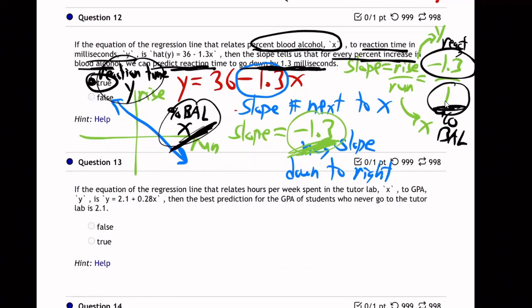How do we know all that? The slope is the number next to x. And slope is rise over run. Put that over 1. And what is rise? Rise is y. What is y? They told me right here. Y is reaction time, and x is blood alcohol. So down 1.3 reaction time for every 1% increase in blood alcohol level. Or, for graphs, it's a line going down to the right. Blood alcohol level going to the right, going up. Reaction time goes down to the right. Exactly.